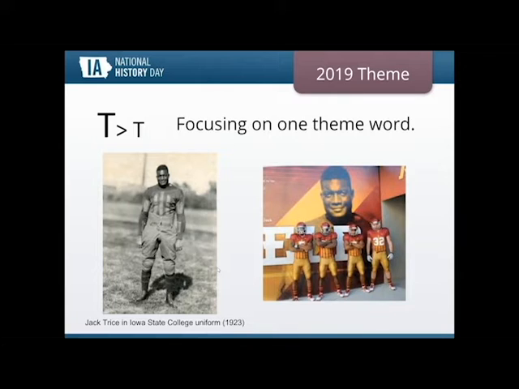A great example, Jack Trice was the football player who became the first African-American athlete for Iowa State College, which is now referred to as Iowa State University. So his triumph was being the very first African-American to play for the Iowa State College football team. But like I mentioned, looking for connections within the theme words, not all topics are going to have a connection to both T's, but some of them certainly might have a small connection. Unfortunately, with Jack Trice, there is a connection to tragedy. In 1923, Jack Trice was killed in his second game for Iowa State.